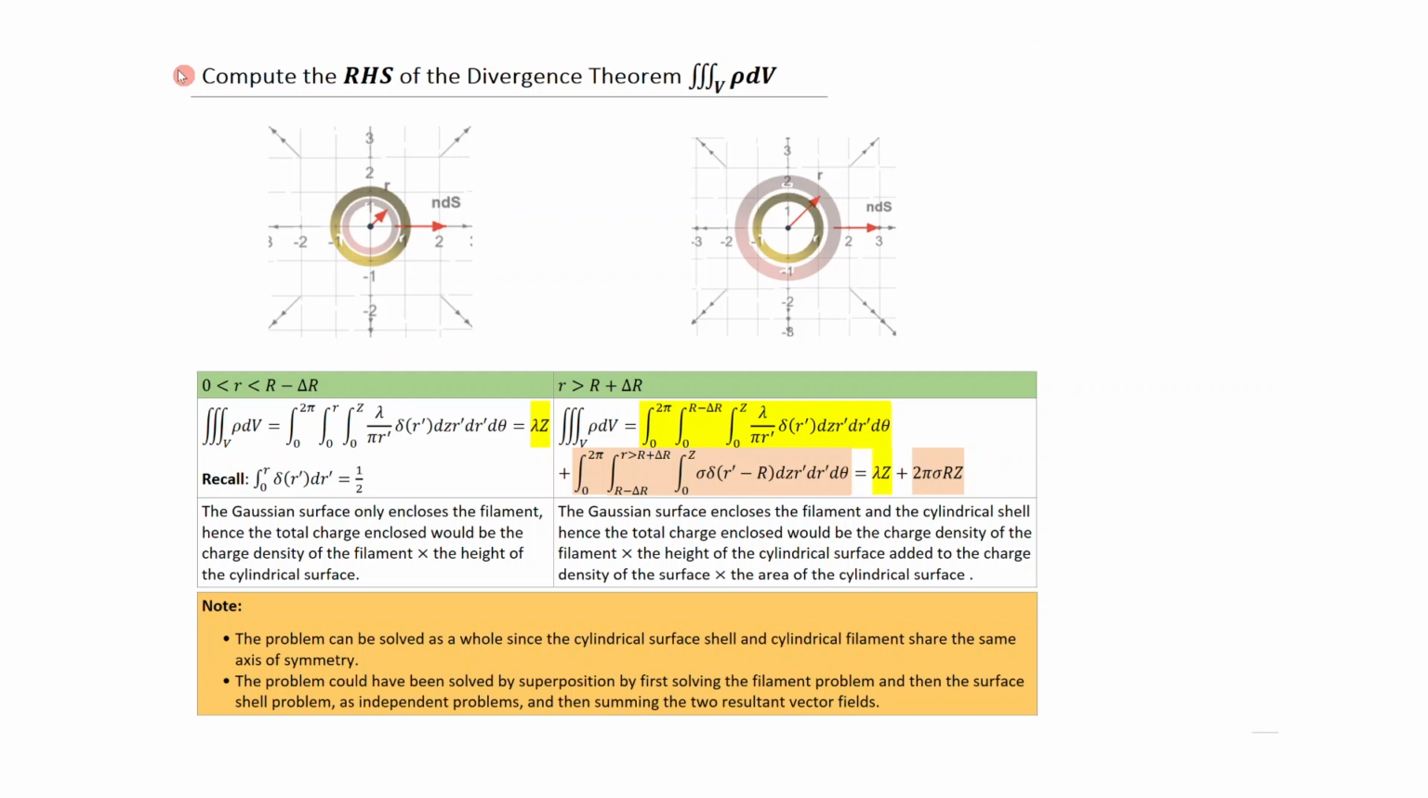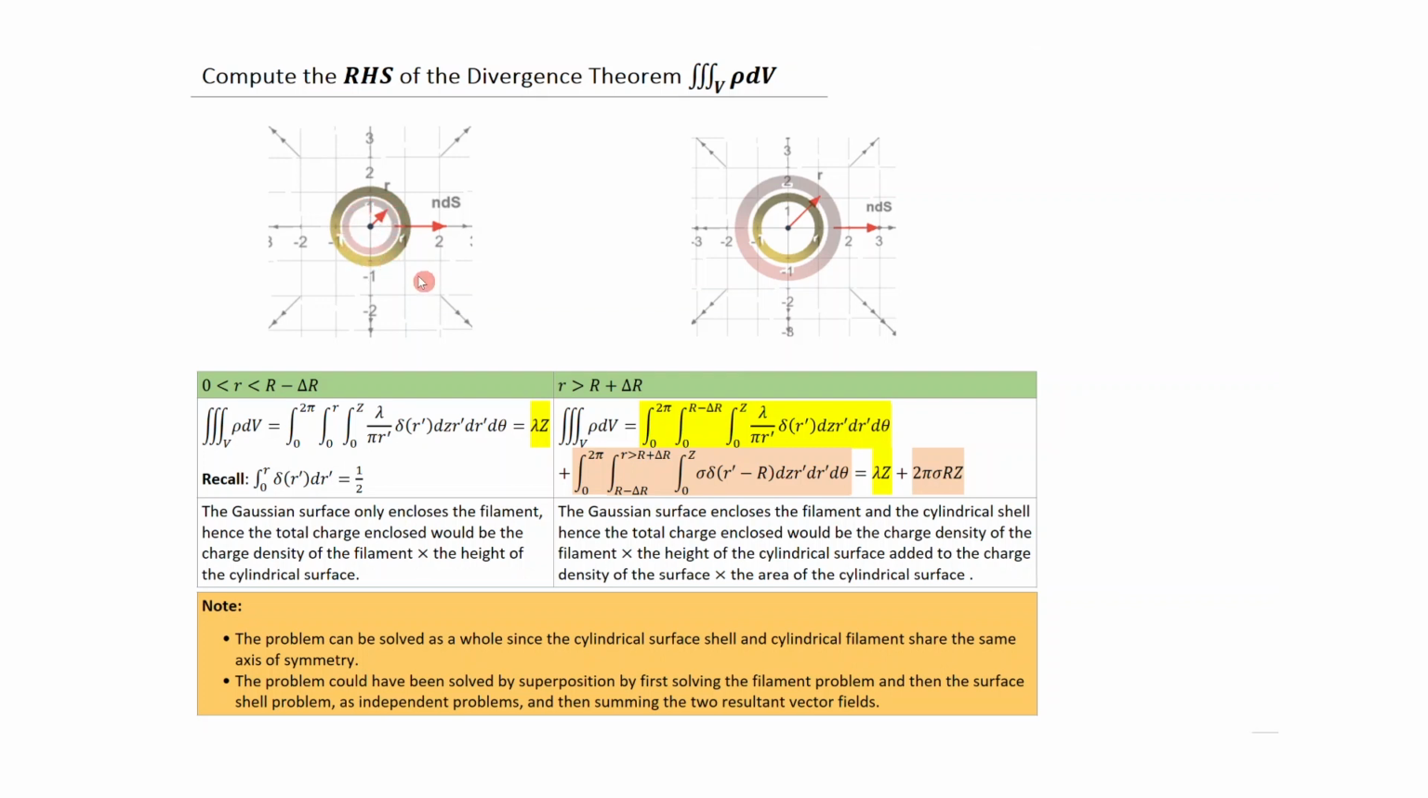All right, so we are now in a position to compute the right-hand side of the divergence theorem, which is the triple integral of the charge density integrated over the volume enclosed by the Gaussian surface. In this case, we have a filament, and we also have a cylindrical charge with a surface charge distribution on it. The Gaussian surface corresponds to a cylinder with a top and a bottom face and an outside circumferential surface. But the only one that makes a contribution to the flux is the outside circumferential surface, so essentially we're interested in that surface.